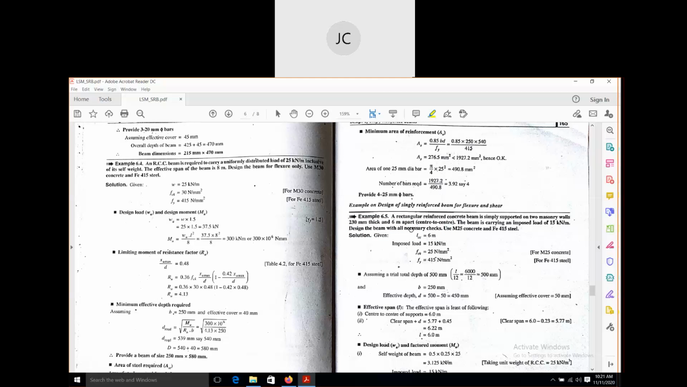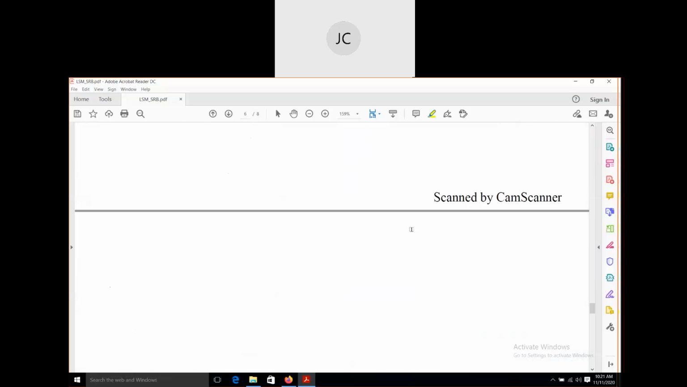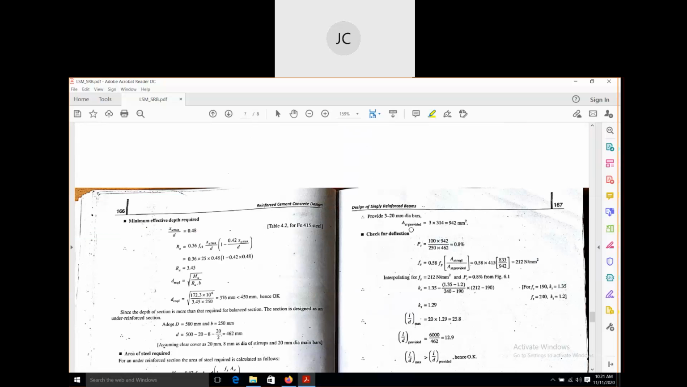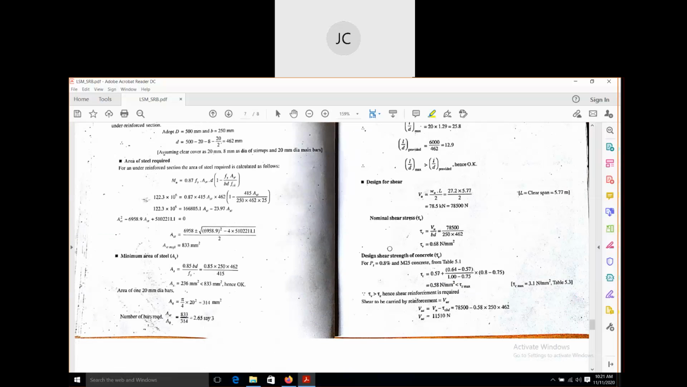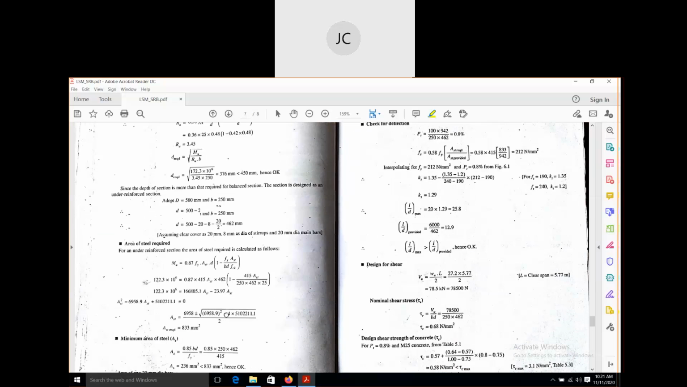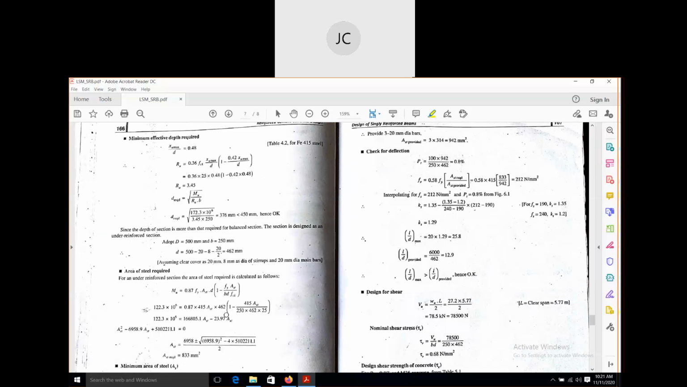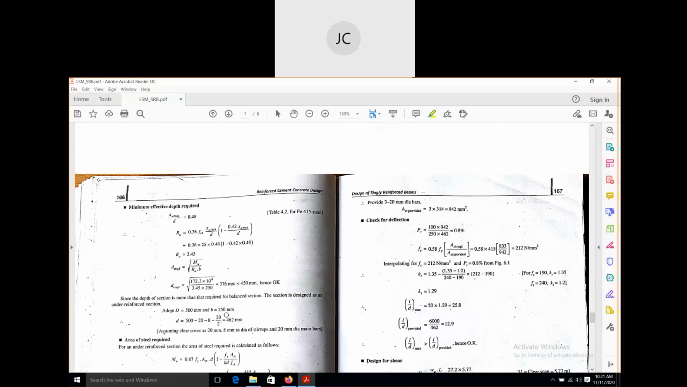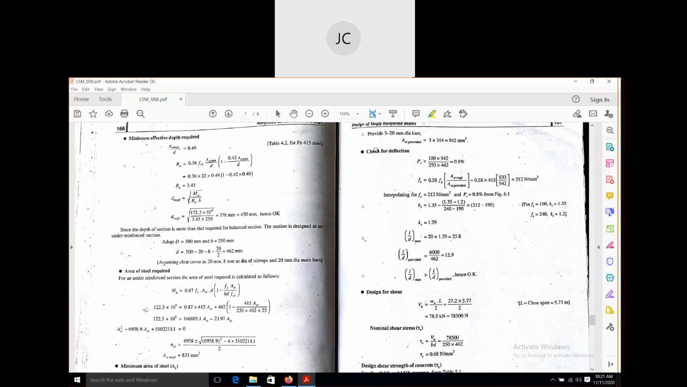So I will explain that part again here in this problem. I hope all of you can find out up to area of steel. Area of steel and number of bars. Okay, it is very easy. Okay, so now here again I will explain this part. Check for deflection, because this is a very important part. Without understanding this part, you cannot complete the problem.